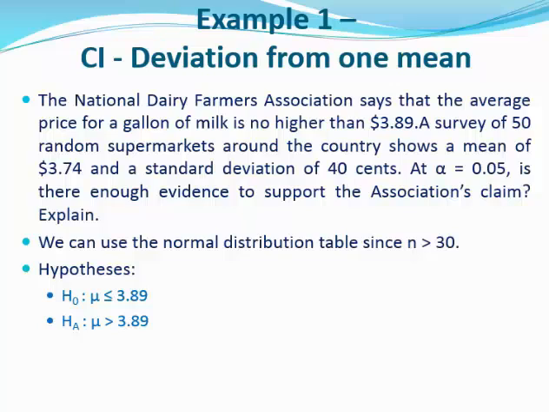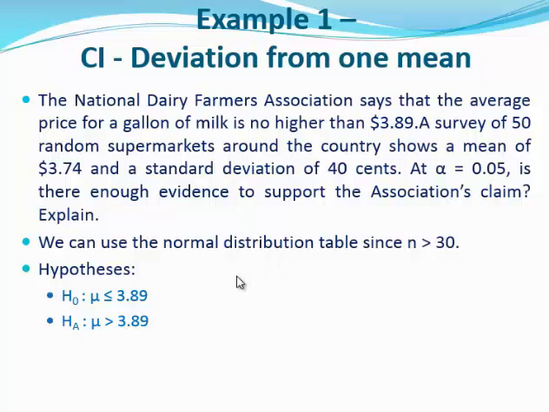An alpha of 0.05 means you can disprove it by proving that there's a 5% chance of the opposite, so it's the same thing as a 95% confidence interval. It's important to remember that, by the way. Is there enough evidence to support the association's claim? Okay. First of all, we can use the normal distribution table, which we will in a few minutes, since the number of samples is greater than 30. If it was less than 30, we'd have to use the t-distribution table.